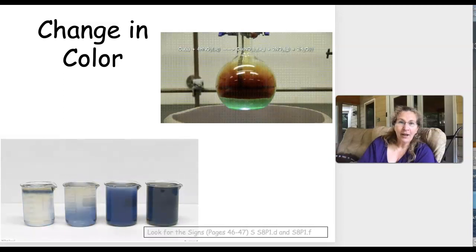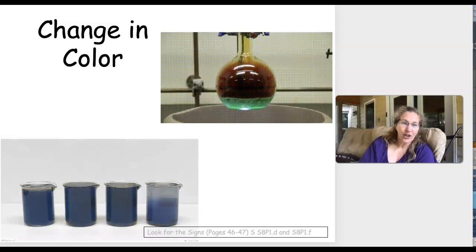So when we're talking about physical changes and chemical changes, make sure that you pay attention to the difference. In a physical change, the substance does not change its identity. In a chemical change, the identity of the substance changes and its properties.